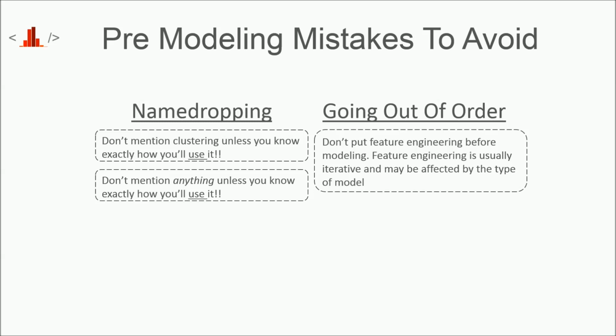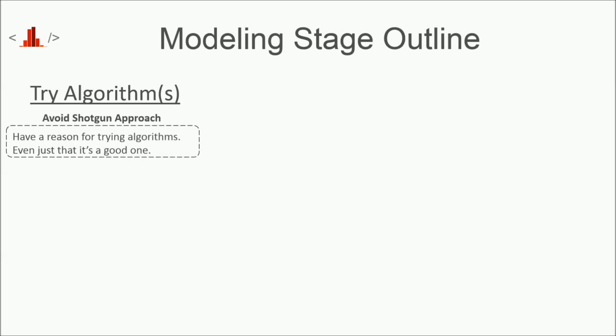So for the modeling stage, I think it's one of the easiest to talk about because likely if you're taking a data science interview, you've probably done some modeling yourself, and you probably have at least a decent idea of how to approach it. So I'll just keep it high level. Obviously, when you're trying algorithms, avoid the shotgun approach. Don't say I would try every algorithm, and then start listing all the algorithms that you know.